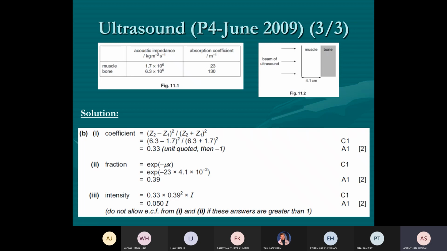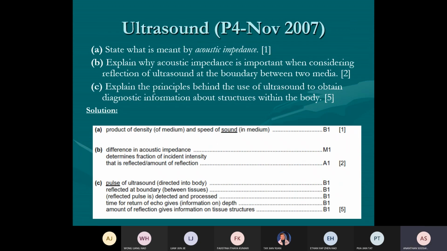Okay, so we go to the next slide. State what is meant by acoustic impedance: it is the product of density times the speed of sound. Explain why acoustic impedance is important when considering reflection of ultrasound at the boundary between two media. Acoustic impedance determines how much of the ultrasound is reflected, and the difference in acoustic impedance determines the fraction of intensity that is reflected. That's why acoustic impedance is important.